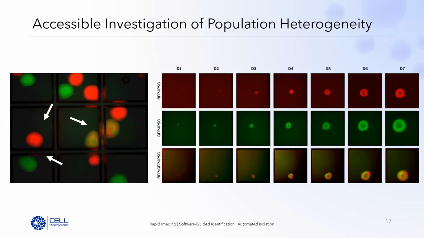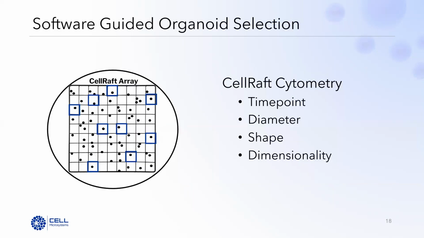The beauty of the CellRaft technology and the CellRaft array is that you're able to parse out each of these individual phenotypes and look at them on an individual raft basis. So looking at these images, you can easily imagine the opportunity that this allows you to not only understand the heterogeneity, but also tailor your downstream applications based on the specific phenotypes that you're looking for. And the best part is we don't make you do this alone.